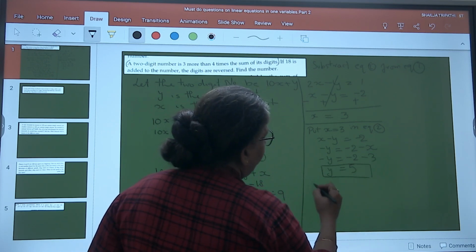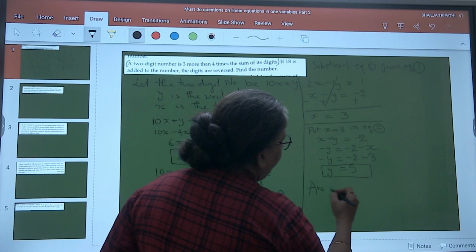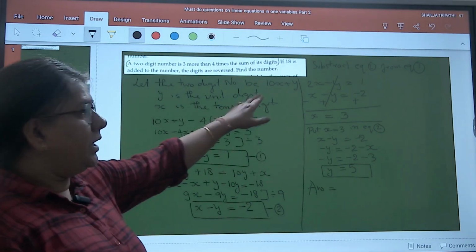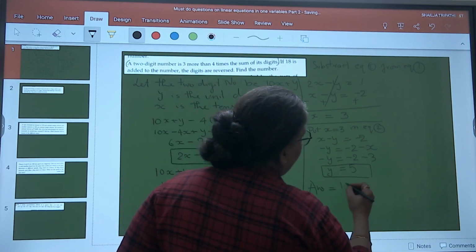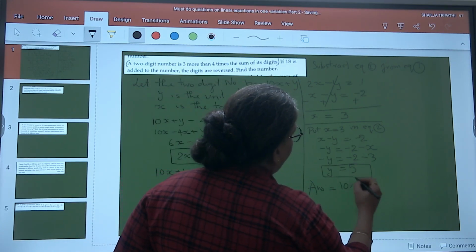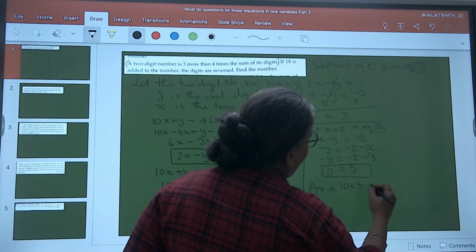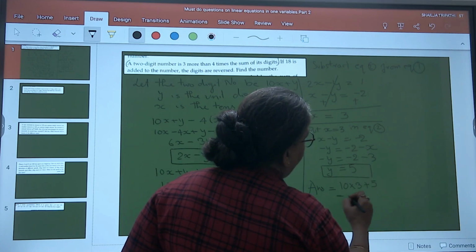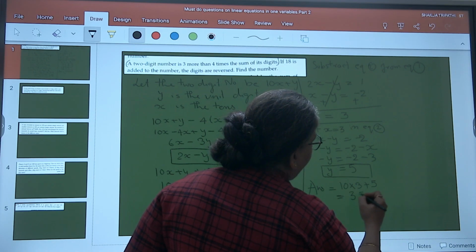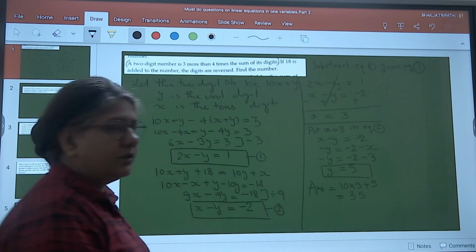So our answer will be: we have assumed our number to be 10x plus y. Now we'll put the values. 10x, where x is 3 and y is 5. So our number is 35. And this is the answer.